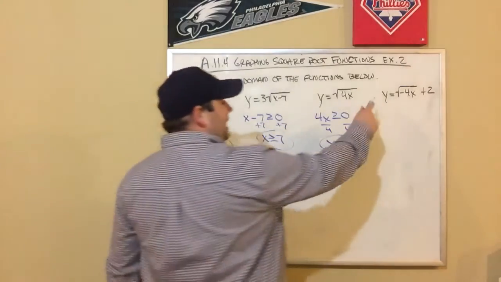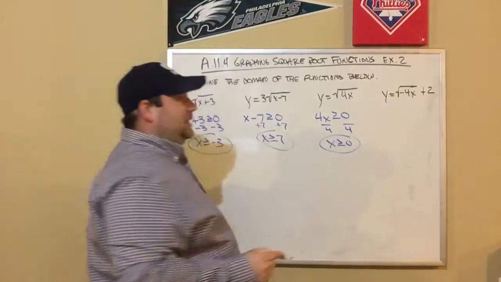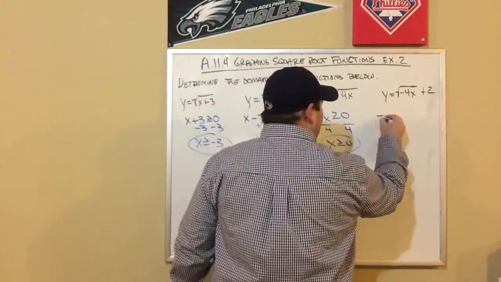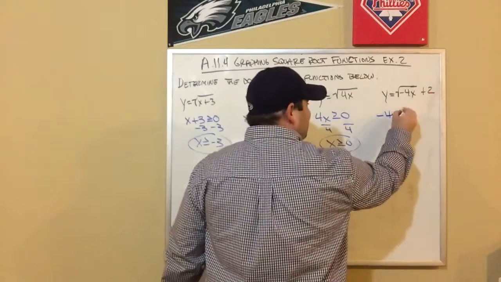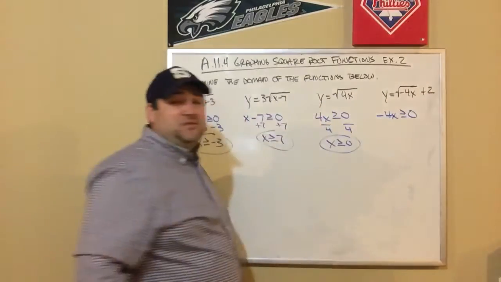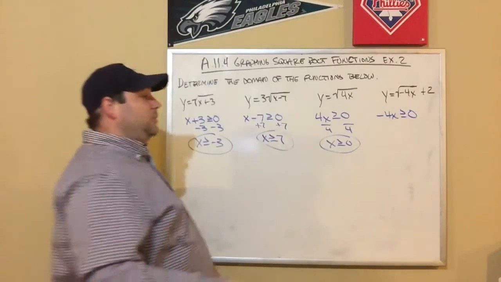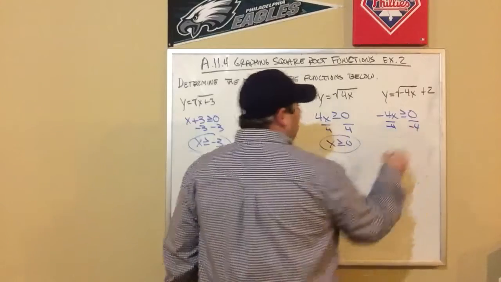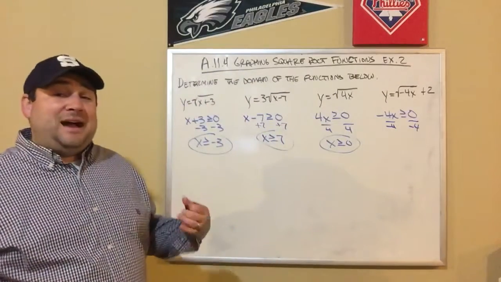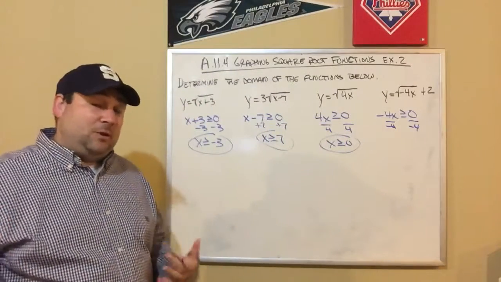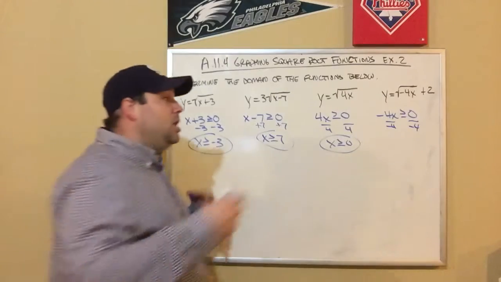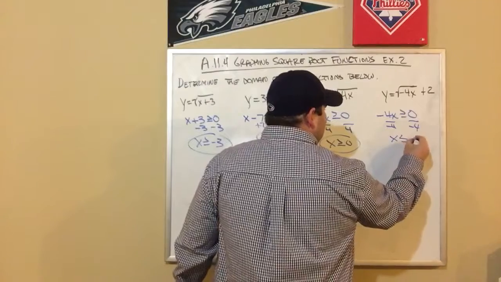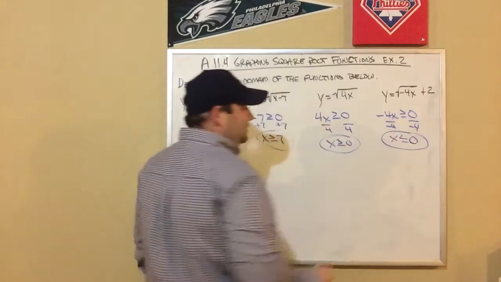Let's do the next one. I've got y equals the square root of -4x under the square root, and then plus 2. Again, I take what's under the square root. That plus 2 does not matter when it comes to finding the domain. So -4x is greater than or equal to 0. To solve, I divide both sides by -4. And remember, when we're solving inequalities, when you multiply or divide by a negative number, you have to reverse your sign. So this ends up x is less than or equal to 0.